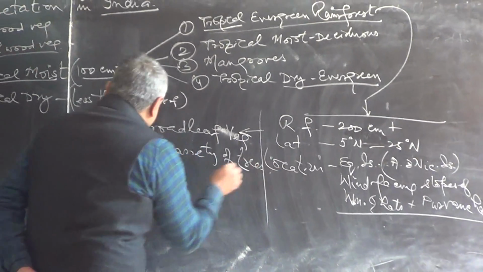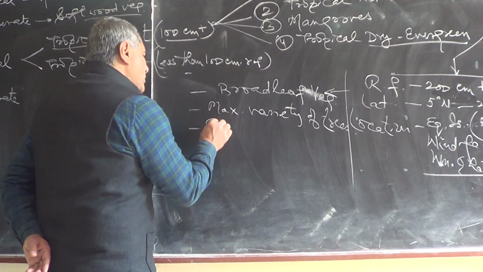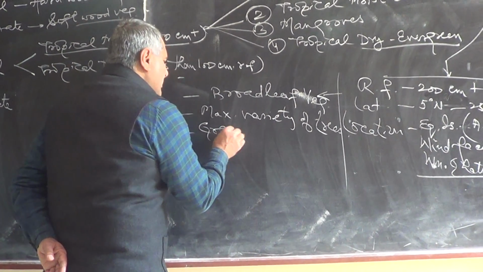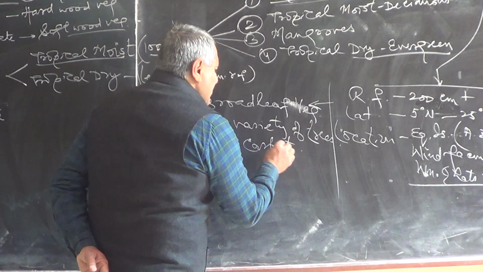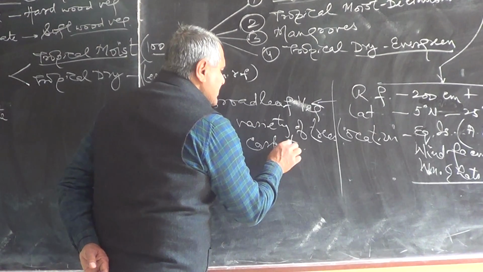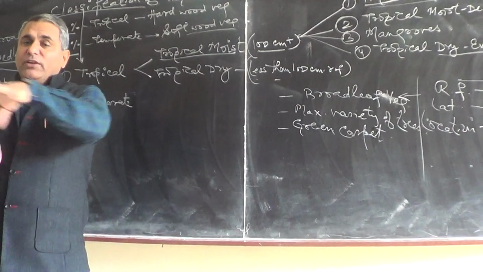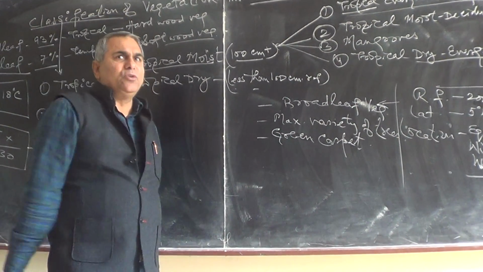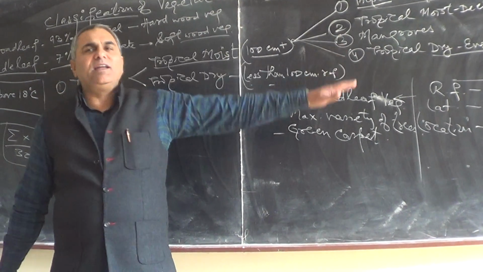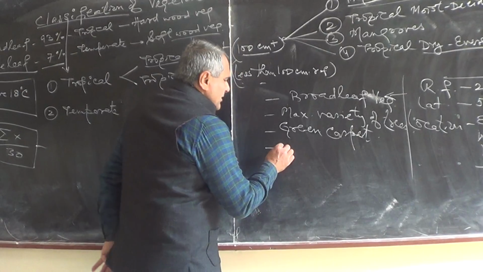trees. They look like green canopy, green carpet. Green carpet means there is the continuity of vegetation. There is no barren patch. Everywhere, from the sky, from the bird's eye view, if we glance at the region, it looks like a green carpet. And they have canopy.